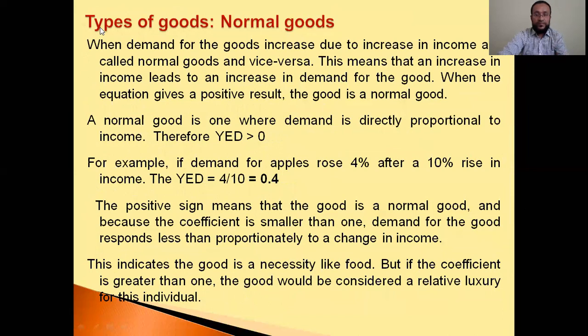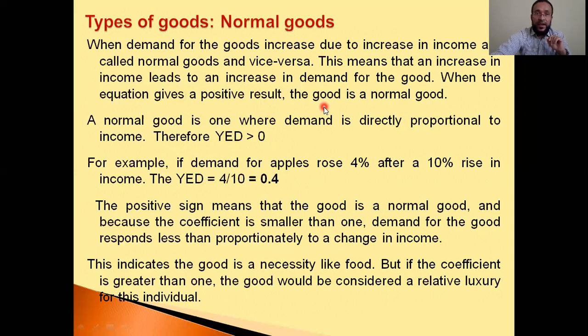Types of goods. Depending on the value of elasticity, we can categorize goods into 4 different categories: normal goods, inferior goods, necessary goods, and luxurious goods. Now let me explain normal goods first. When demand for a good increases due to an increase in income, it is called a normal good, and vice versa. That means if income increases, demand will increase, and if income decreases, demand will also decrease. So those goods are called normal goods.